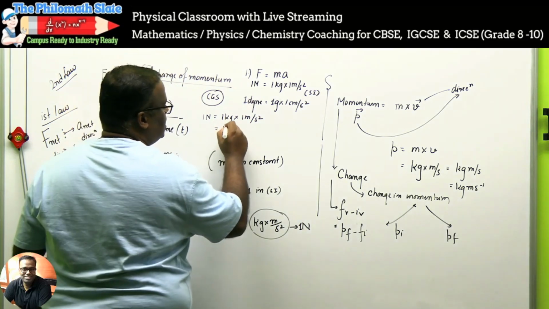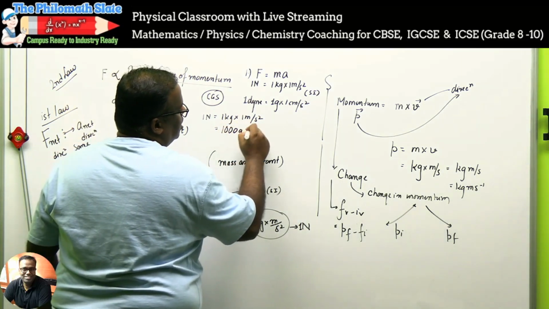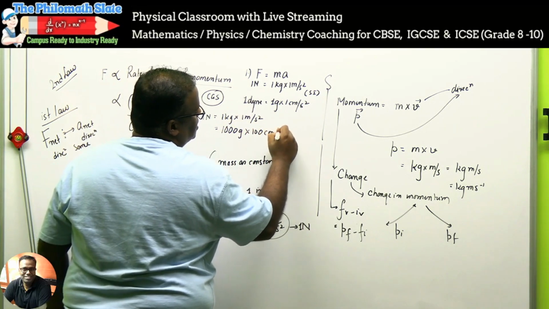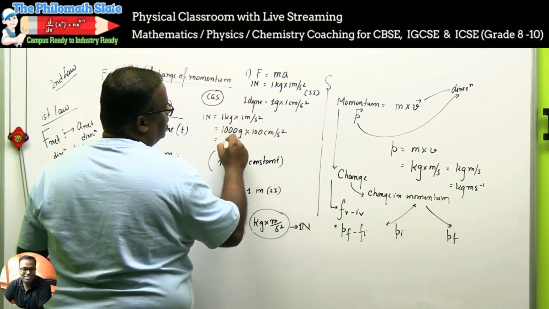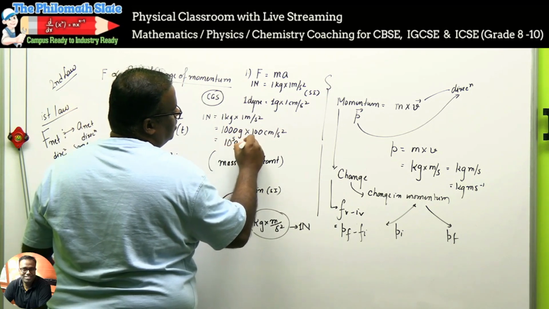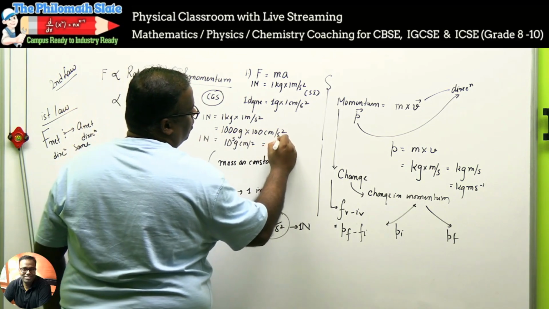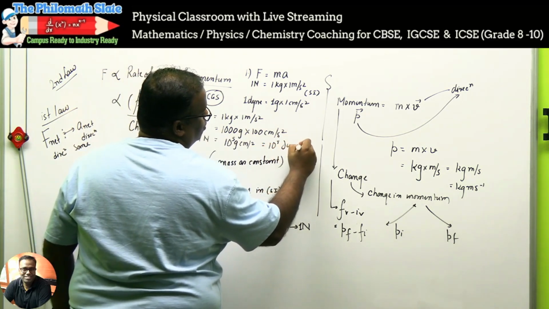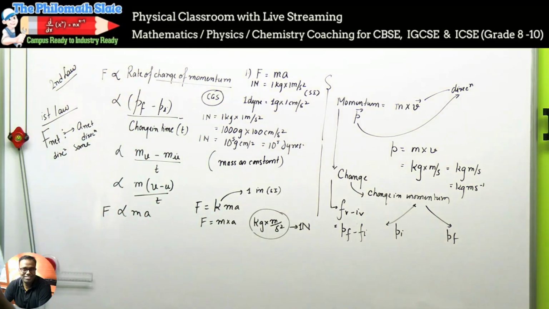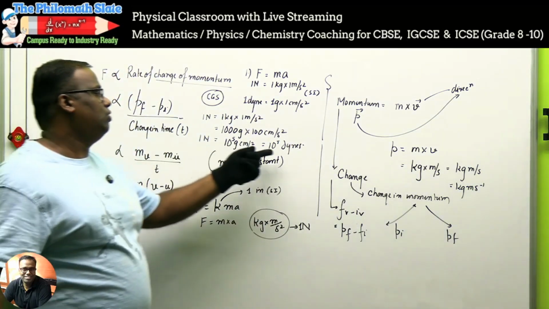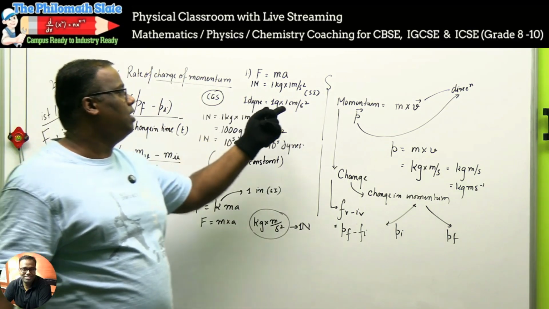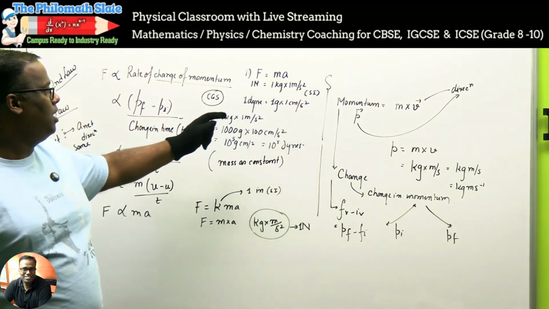So what is 1 kg? 1000 grams into 100 centimeter per second square. 1000 into 100 gives you 10 to the power 5 gram centimeter per second square. So 1 Newton, which is this, is equal to 10 to the power 5 dynes. So you should remember this also. 1 Newton is equal to 10 to the power 5 dynes. 1 dyne is 1 gram, 1 centimeter per second square.